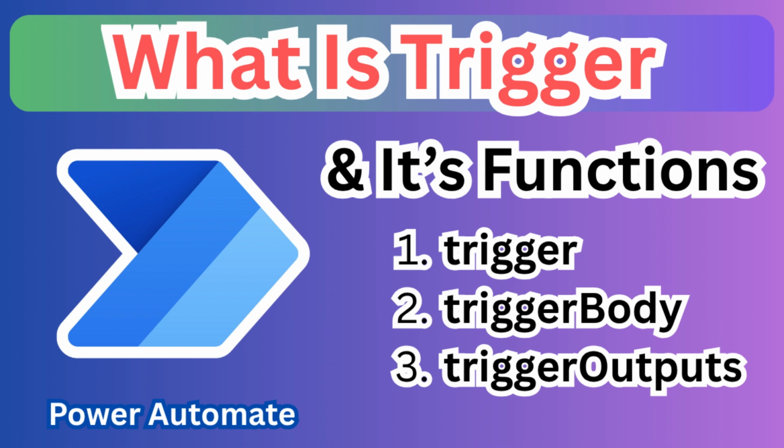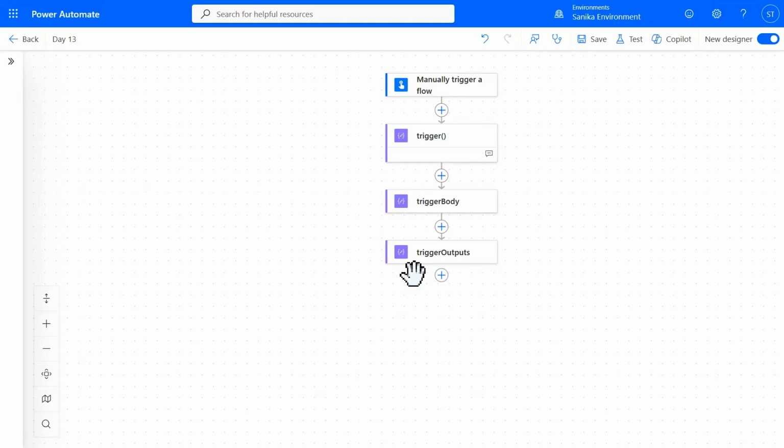Also, in short, we can say a trigger is "when this happens." Let's go to our Power Automate flow. In our first video, in the flow types, we already explained this point to you. If you have not watched that, I recommend you watch our entire series. You will understand it better and in depth as well. So let's go and see its functions.